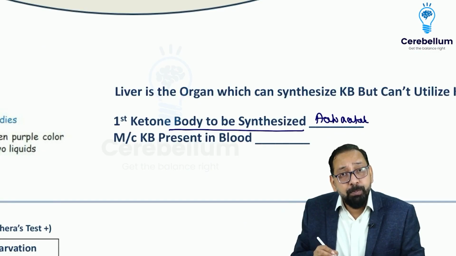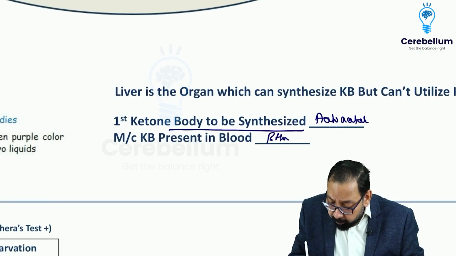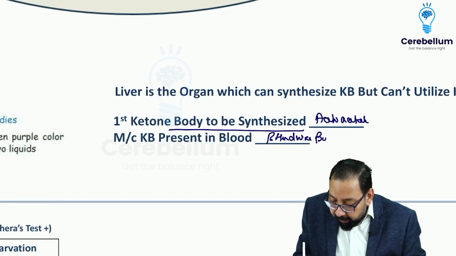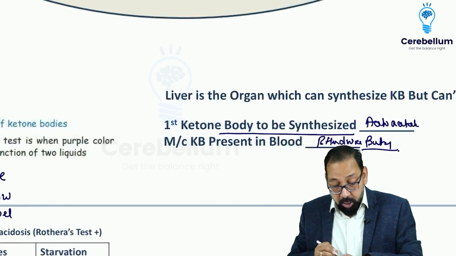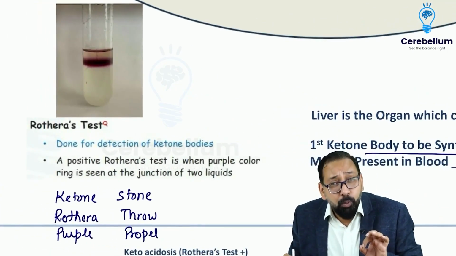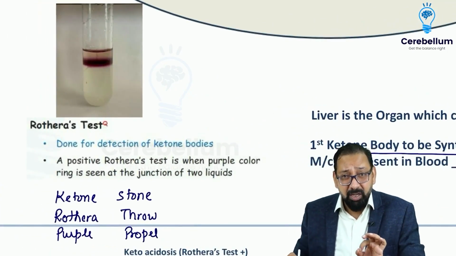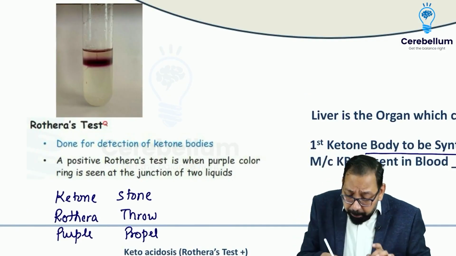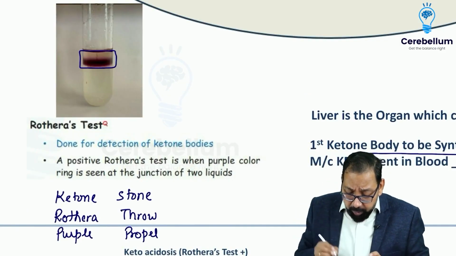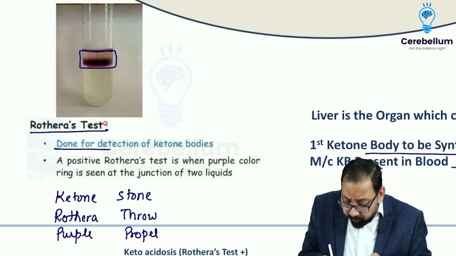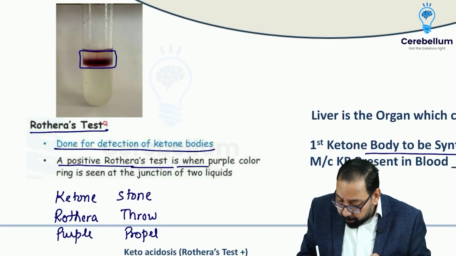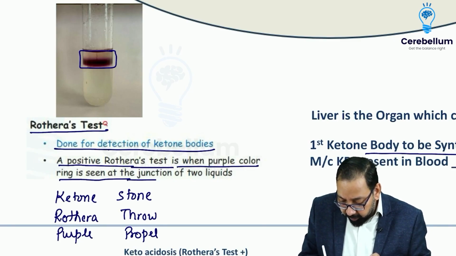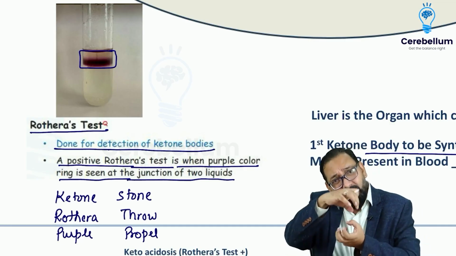The most common ketone body present in blood is beta hydroxybutyrate, in a big amount. To detect ketone bodies, we have Rothera's test. In Rothera's test, we get a purple color ring. So Rothera's test is done for detection of ketone bodies, and a positive Rothera's test is when a purple color ring is seen at the junction of two liquids.